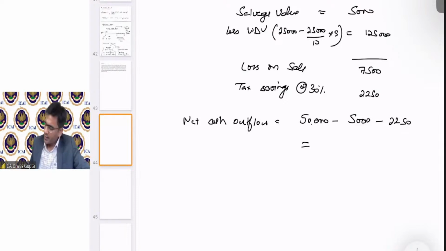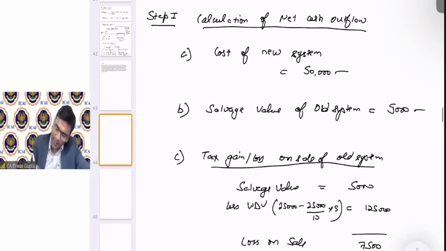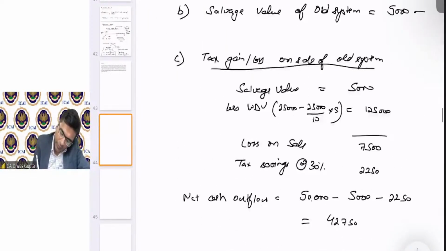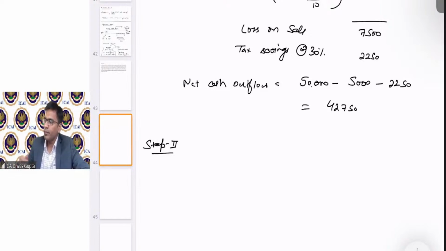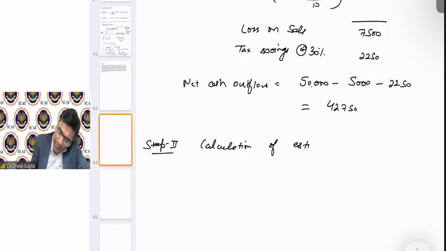So this comes as 50,000 minus 5,000 minus 2,250, which is 42,750. Okay. I hope this is a fair presentation of what we are trying to achieve. Then step 2, calculation of estimated savings per year.